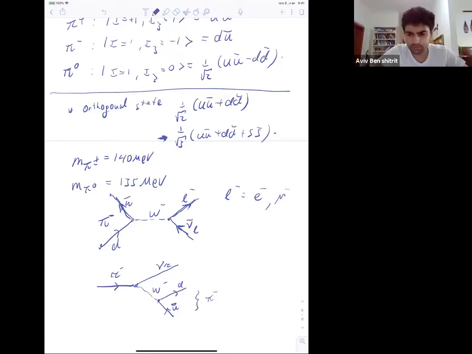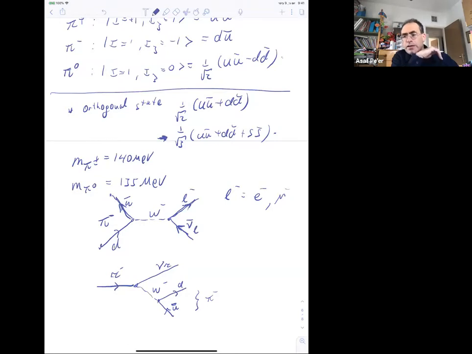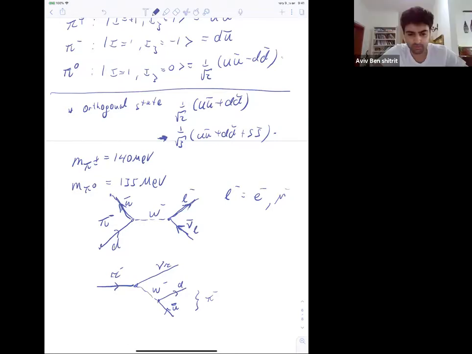I have a question. Yeah. The W particle is heavier than all of these. Why can't it decay into something that's lighter than it but still heavier than the pion, if it becomes something as heavy as W?